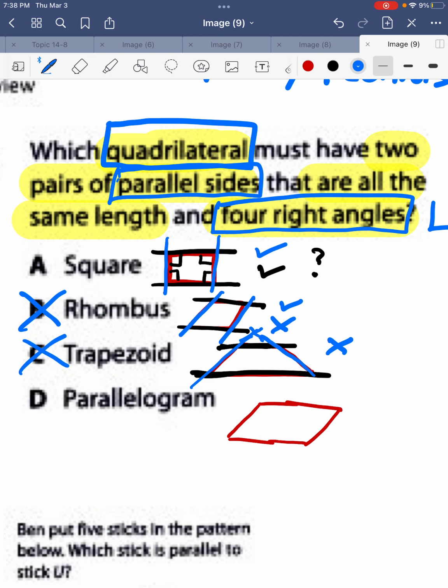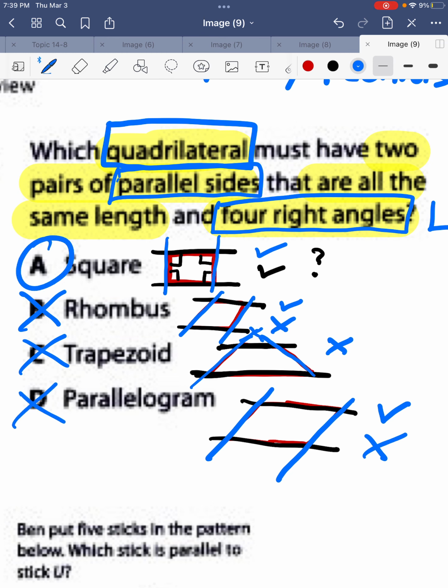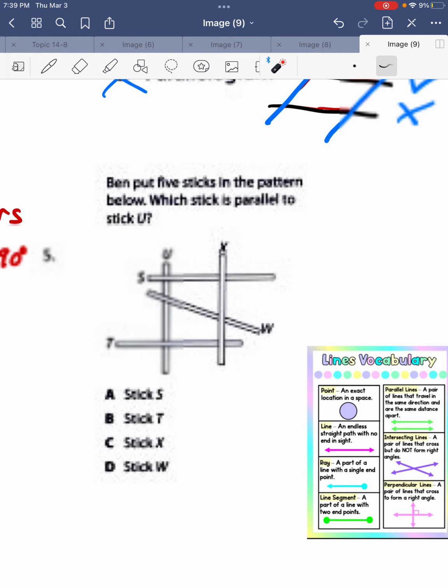Next is a parallelogram. So a parallelogram, this top is parallel to this bottom. This side is parallel to this side. So it checks off. It has 2 parallel sides, okay? But a parallelogram, since it's slightly slanted, it does not have 4 right angles. And all of the sides are not the same length, okay? This is longer than this. So I'm going to put an X, okay? So my answer would be A, a square. A square has 2 pairs of parallel sides, and it has 4 right angles, okay?